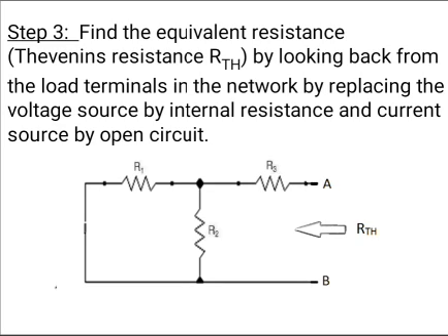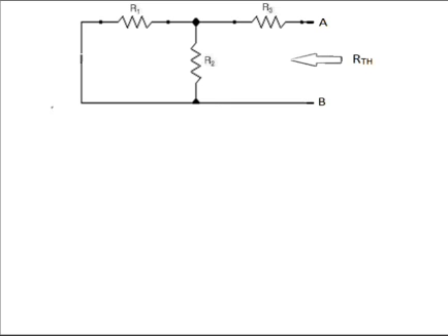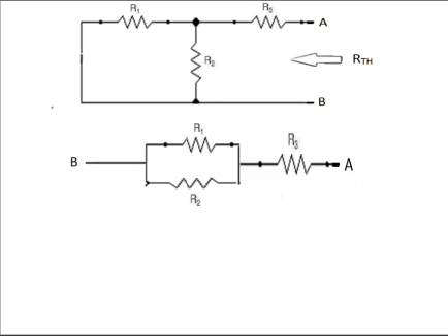Next, step 3. Find the equivalent resistance, that is nothing but Thevenin's resistance RTH, by looking back from the load terminals in the network, by replacing the voltage source by its internal resistance. That means in this circuit the voltage source is shorted by its internal resistance and the current source is replaced by open circuit. This circuit can be extended like this. That means the terminals A and B are stretched. It looks like this.